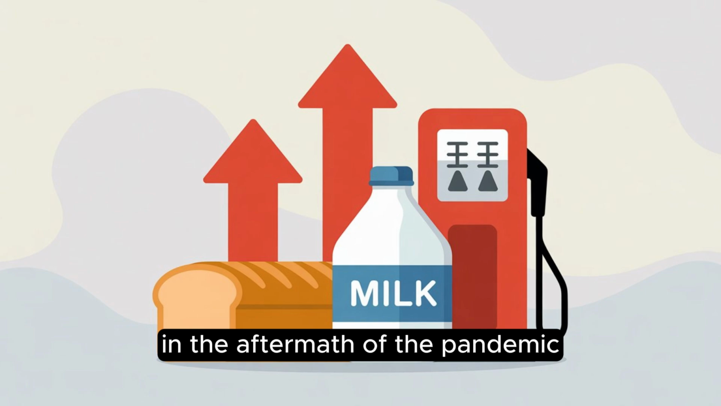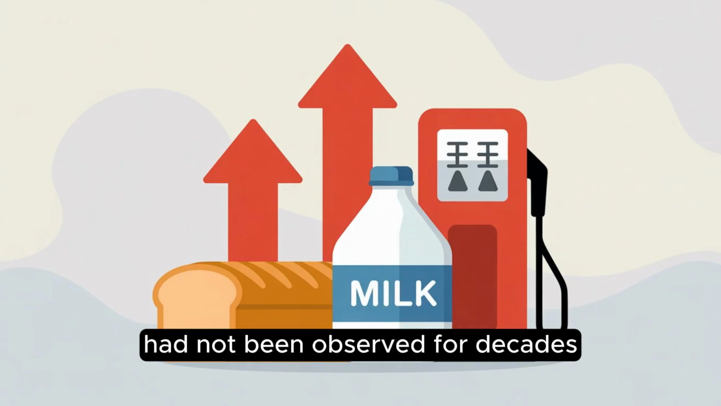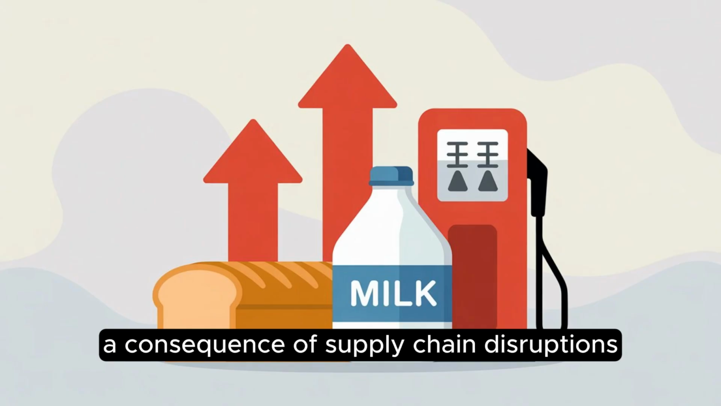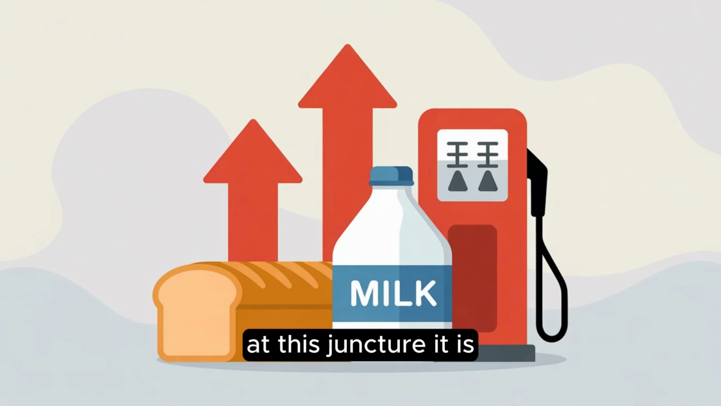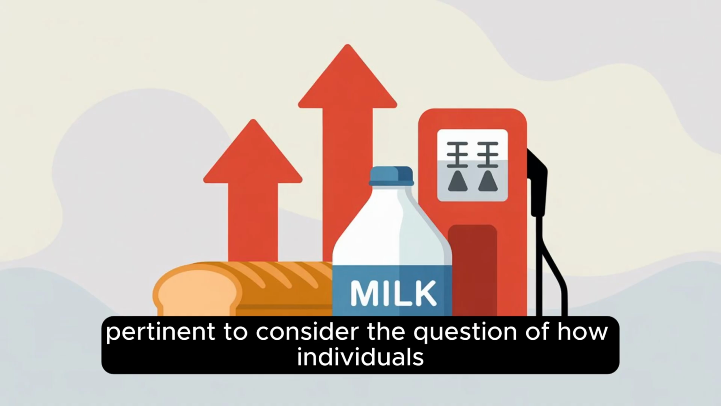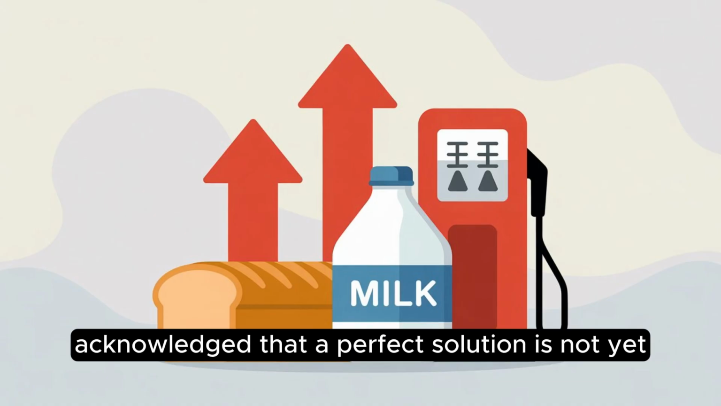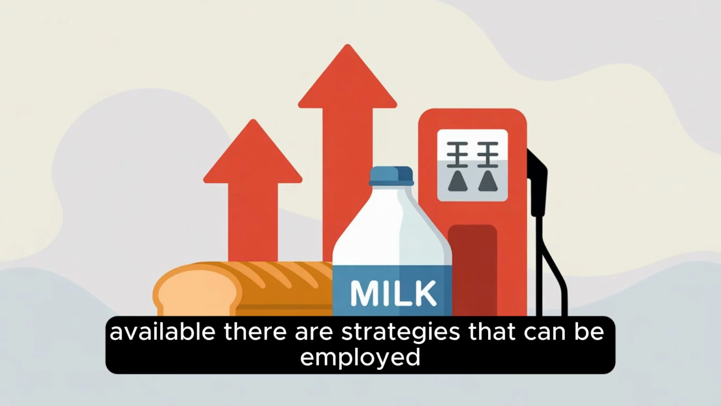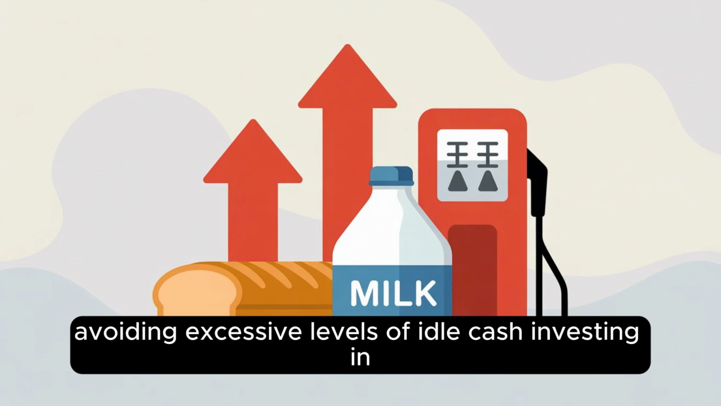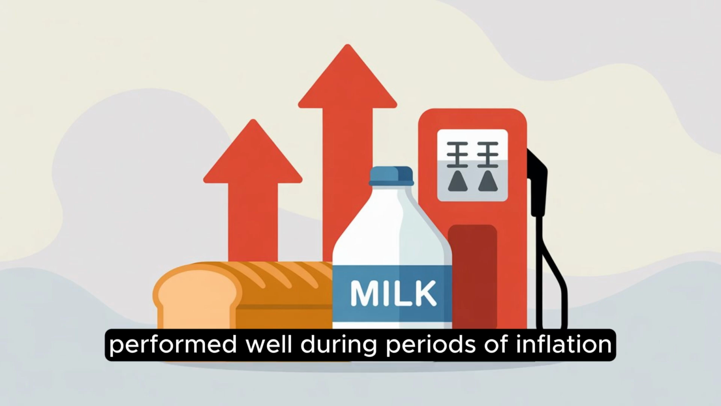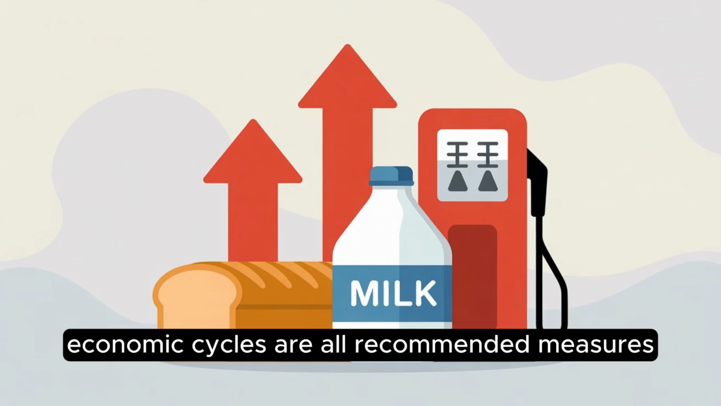In the aftermath of the pandemic, even the most robust economic entities witnessed inflation levels that had not been observed for decades, a consequence of supply chain disruptions, labor shortages, and substantial stimulus expenditure. At this juncture, it is pertinent to consider the question of how individuals can safeguard themselves from the impact of inflation. While it is acknowledged that a perfect solution is not yet available, there are strategies that can be employed. Diversifying savings, avoiding excessive levels of idle cash, investing in assets that have historically performed well during periods of inflation, and understanding economic cycles are all recommended measures.